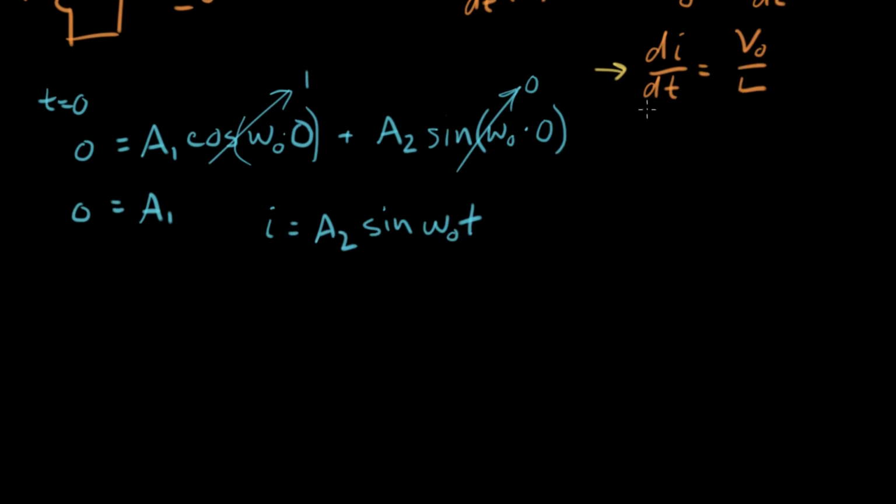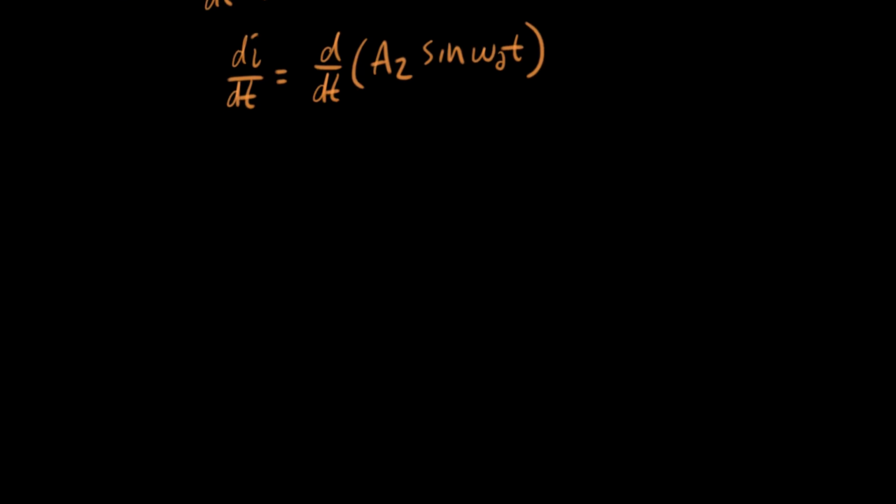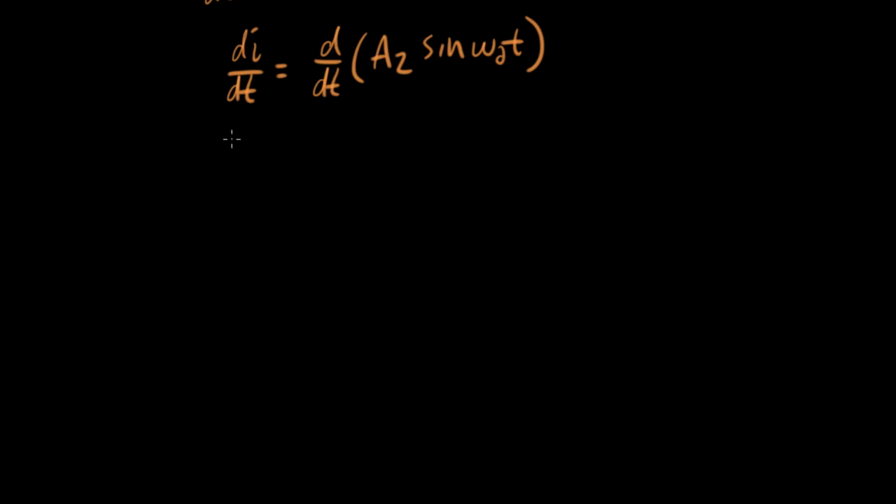As you might suspect, we're going to use our second initial condition to do that. So to use our initial condition, we need di dt. So let's take di dt of this. So we're going to take d dt of this whole equation. And on the left side, we'll get di dt. And on the other side, we'll get d dt of A2 sine omega naught t. Okay, so far so good. Let's roll it down again. So let's take that derivative.